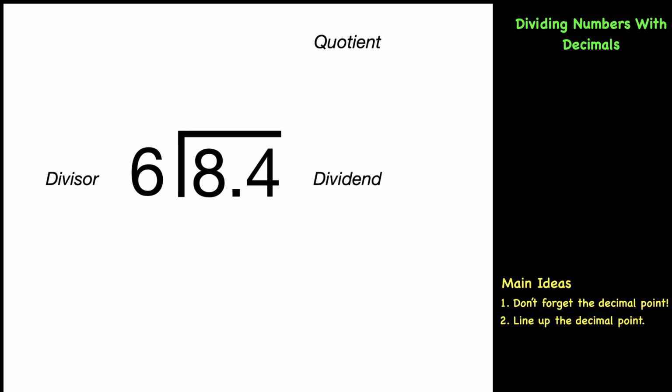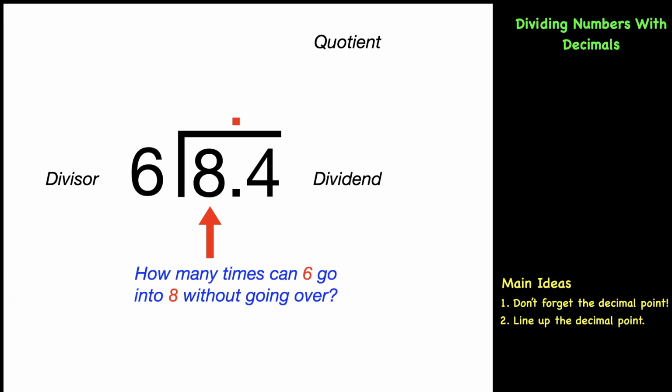All right, let's try one more. 8 and 4/10 divided by 6. And pause it for a moment if you like, and we'll solve. Okay, first step is to place your decimal point at the top. We don't want to forget that. Okay, we're going to put that in between our ones and tenths place value. We'll start with the 8 and ask yourself, how many times can 6 go into 8 without going over?